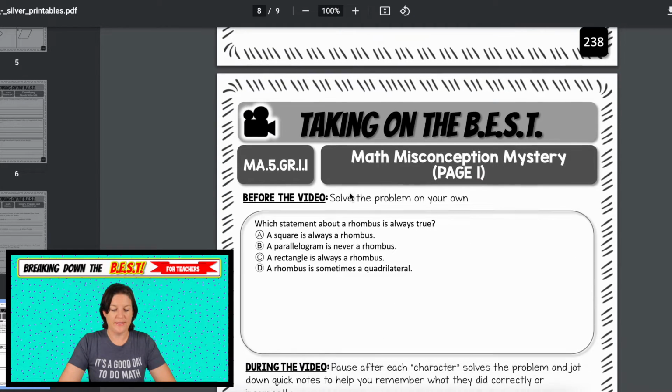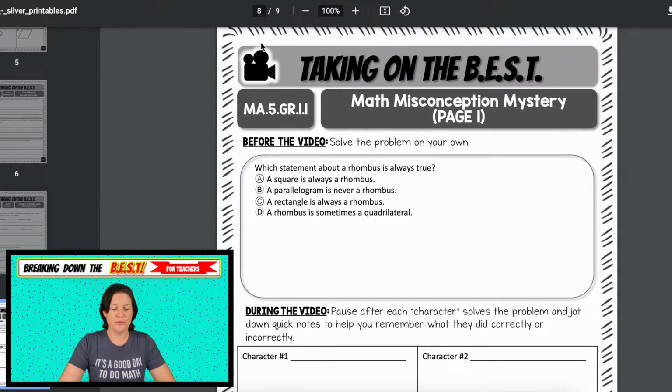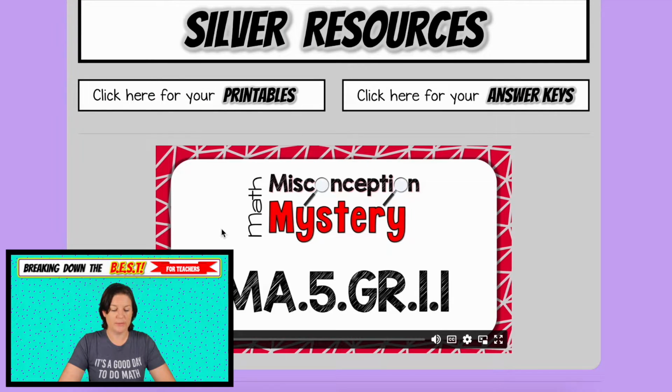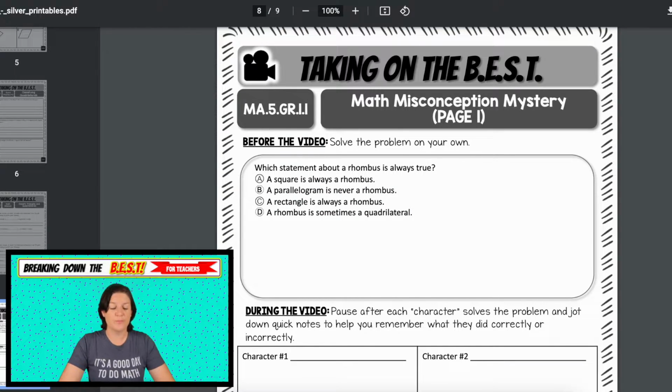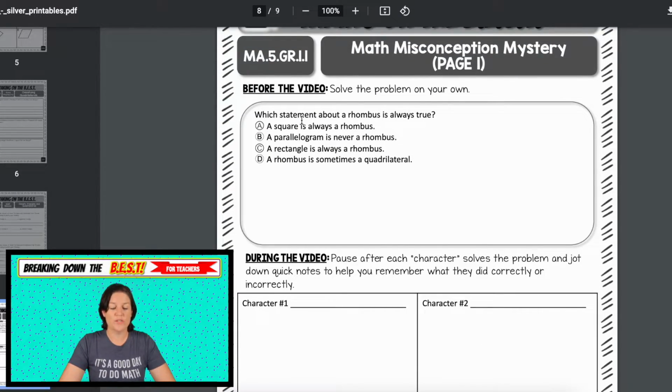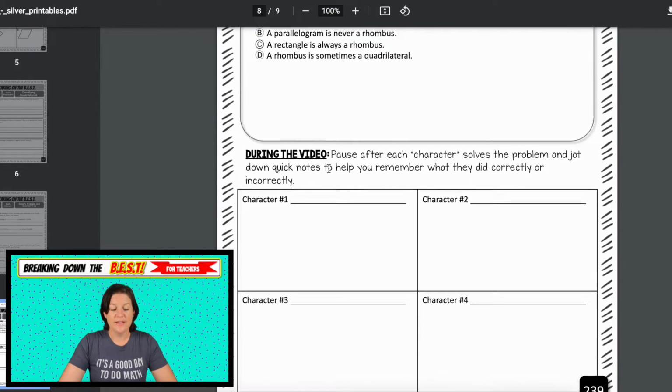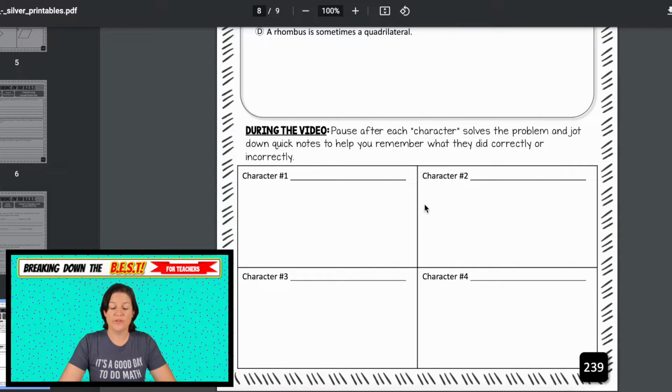And then we have the other video, which is Math Misconception Mystery. You just go right here on your silver page, you click play right there, and I will guide you through the entire process in the video. So I will say, okay, go ahead and solve this problem on your own or with your small group. You all can decide. They will solve this problem. It says which statement about a rhombus is always true. So they'll have to look at all the different answer choices and select the one that they think is the best answer. Then they will press play and watch as 4 other characters also solve that same problem.